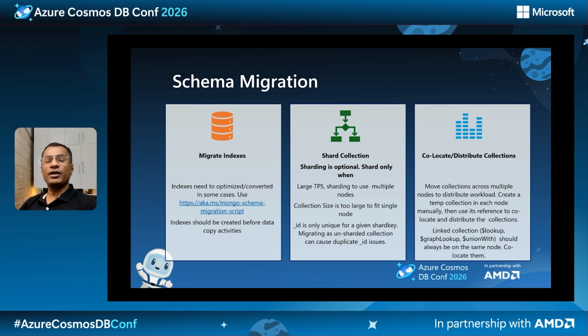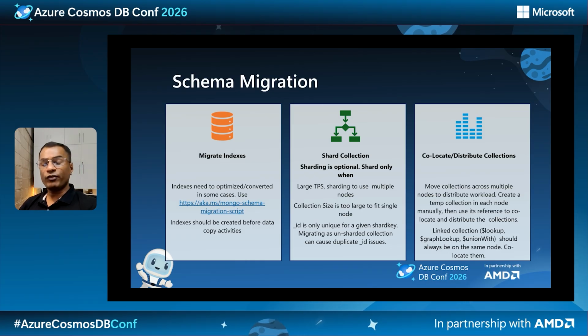You may want to shard when you have some workload which has very high transactions per second, so you want to distribute the workload across multiple nodes. Or your collection size is very large. And remember, I said 32 terabytes is the size that we support today, and we may support bigger nodes later. But if your data doesn't fit into a single node, you may want to shard it.